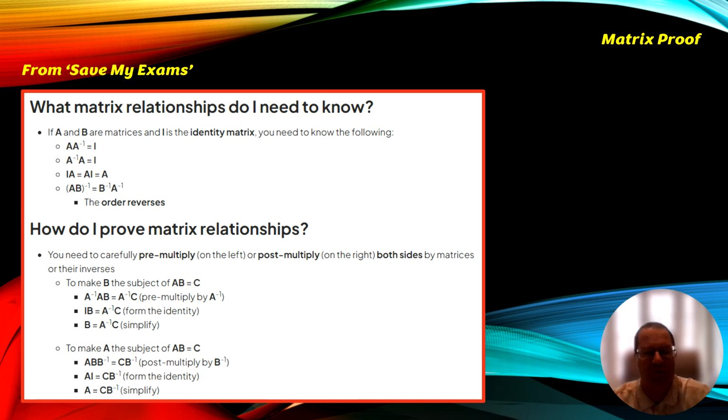Then how do I prove matrix relationships? Well, there's a couple of terms here I'm going to be using: pre-multiply and post-multiply. So when we pre-multiply, whenever we're multiplying on both sides, we write it on the left-hand side of each side of the equation. And if we're post-multiplying, we write it on the right-hand side at the end of each side of the equation.